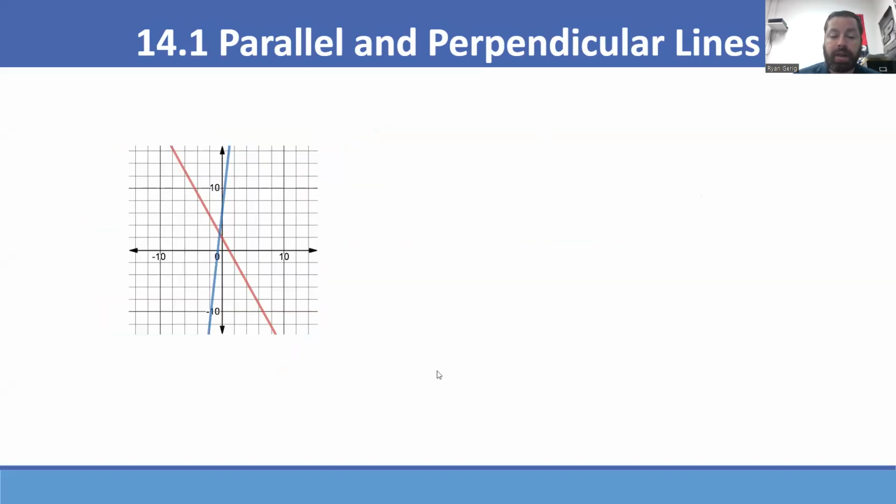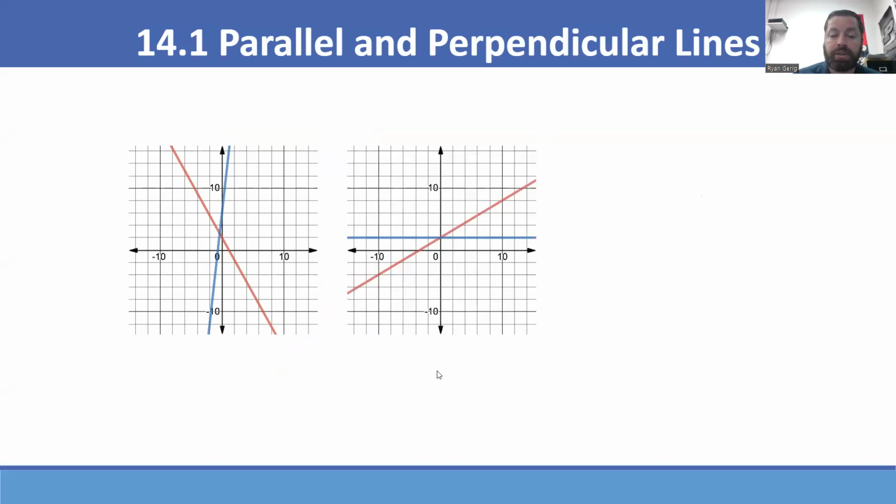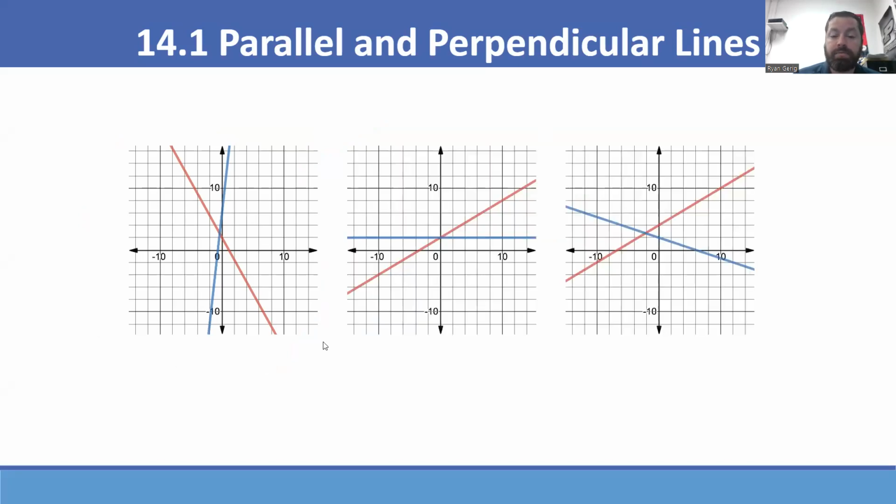Well, we've been dealing with lines for a little while. I'm showing you a few examples here of lines that you may have seen. We have lines that have increasing or positive slopes, like the blue one on the first one here. We also have lines with decreasing and negative slopes, like the red one here on the first one. We also have horizontal lines. We have vertical lines, not shown here.